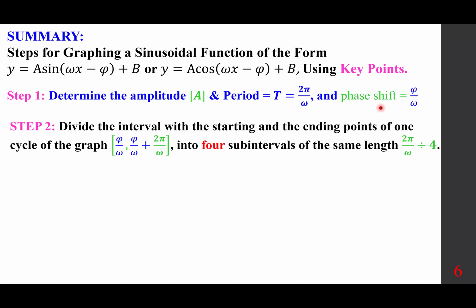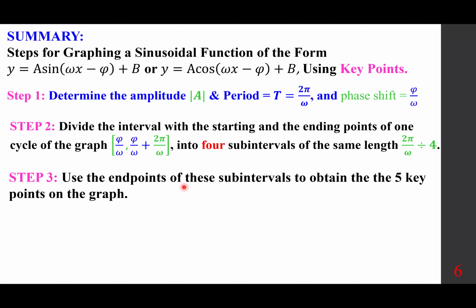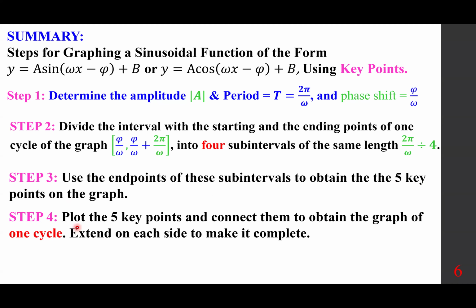Step 2. Divide the interval with the starting and the ending points of one cycle, phi over omega and phi over omega plus 2 pi over omega, into 4 subintervals of the same length. Step 3. Use the endpoints of the subintervals to obtain the 5 key points on the graph, just as before. Step 4. Plot the 5 key points and connect them to obtain the graph of one cycle.